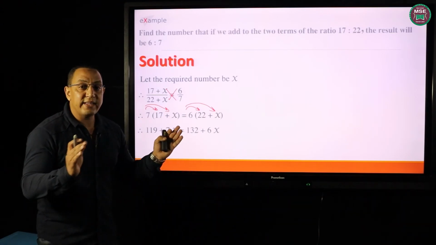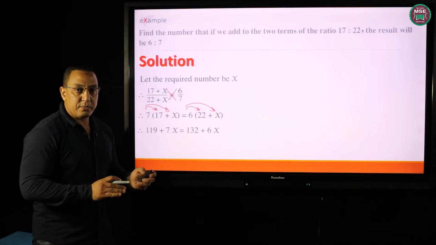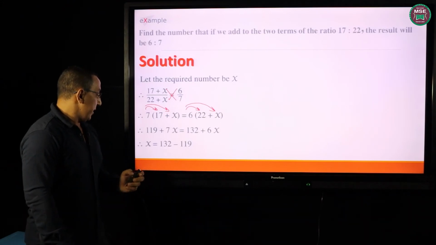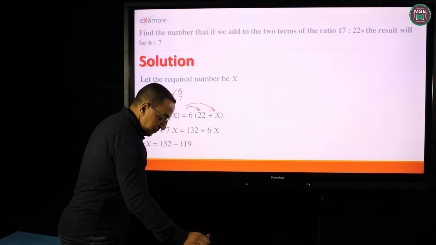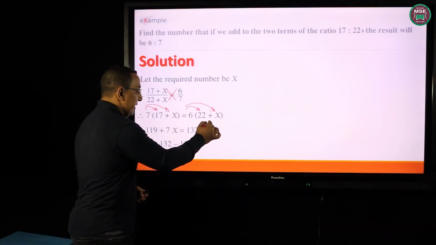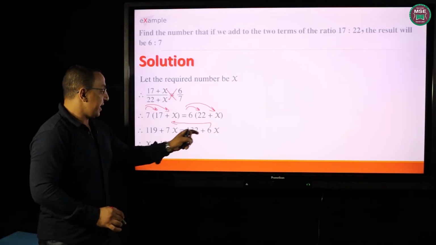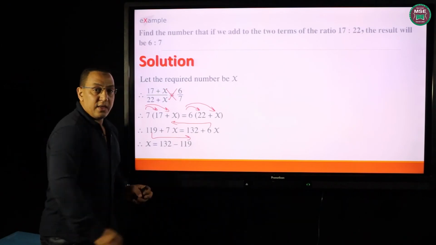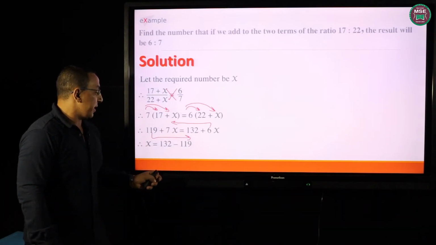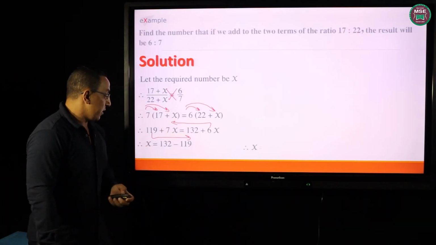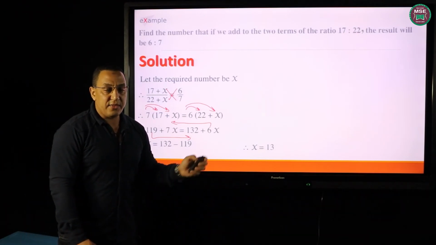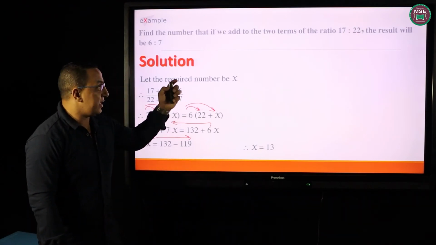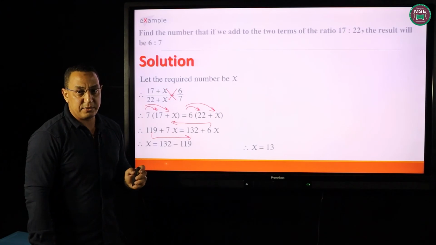Now I'm going to collect x on one side and the numbers on one side, like this. I'm going to send 6x here. It will be 7x minus 6x equals x, and I'm going to send 119 there: 132 minus 119, which equals 13. And this is the value of x that he asked for in the example.